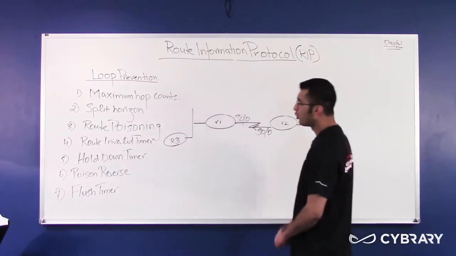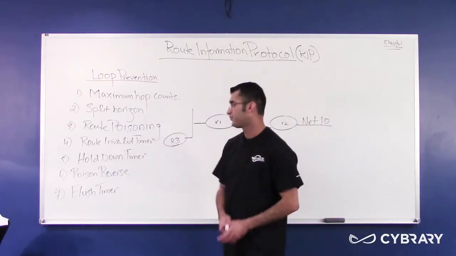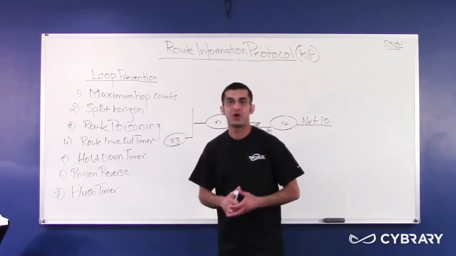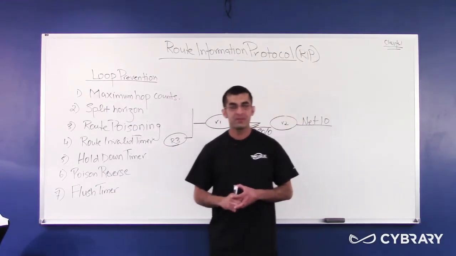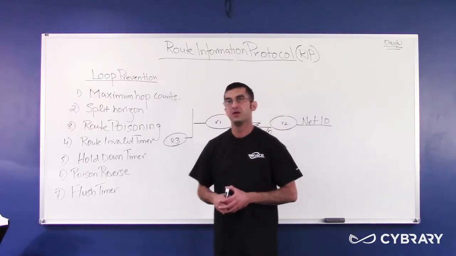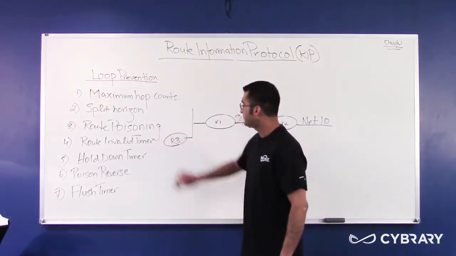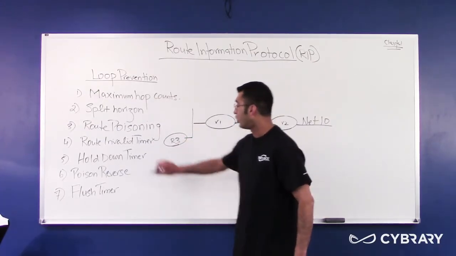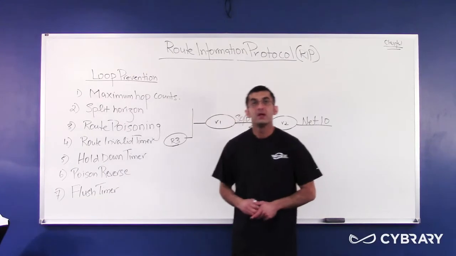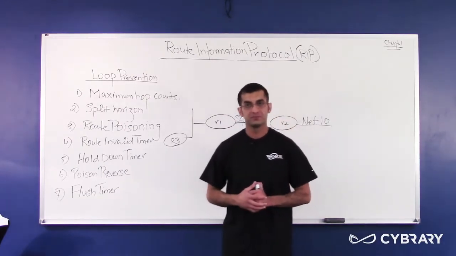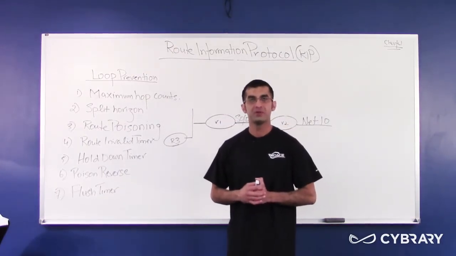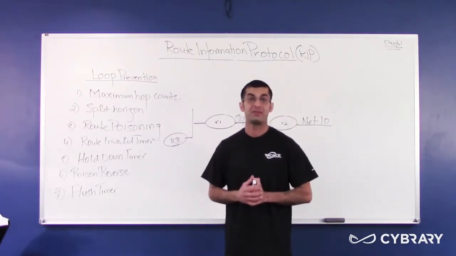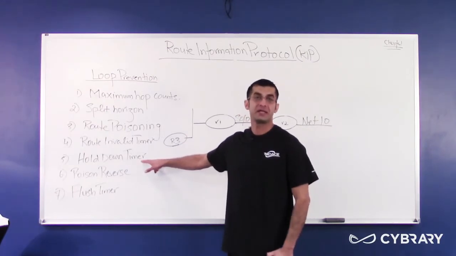The next one is hold down timer. Now, when the invalid timer expires, the hold down timer is started. The hold down timer for RIP is 180 seconds. So when the invalid timer expires and the route is considered possibly down, the hold down timer starts. When a router puts a route in hold down, it will not accept any updates about that route for that length of time, with RIP it being 180 seconds.